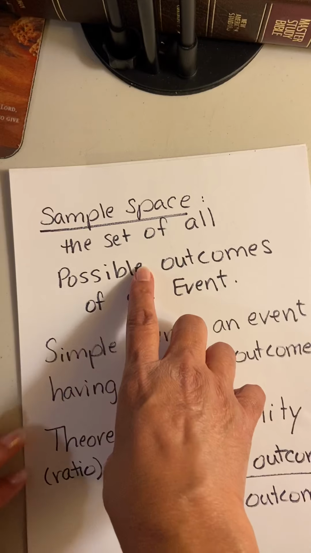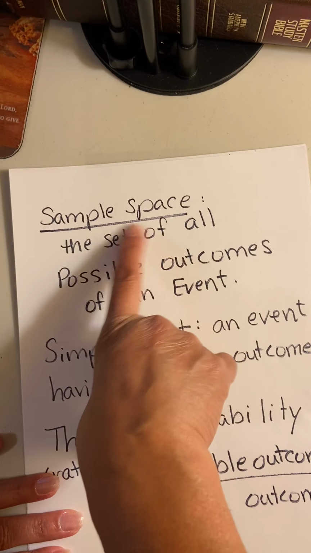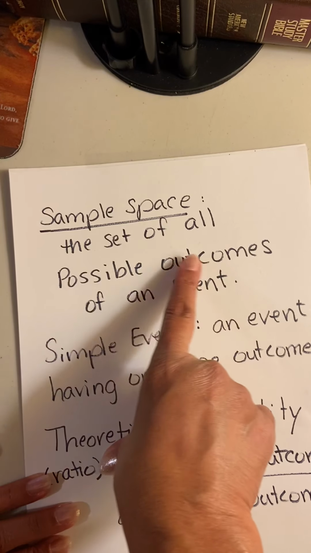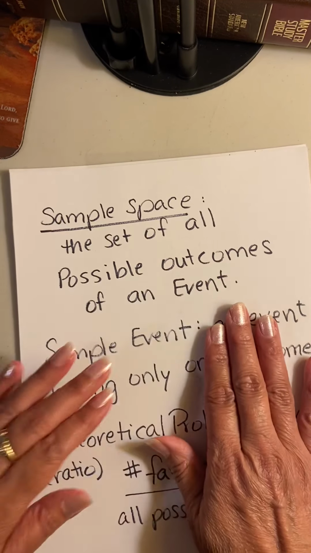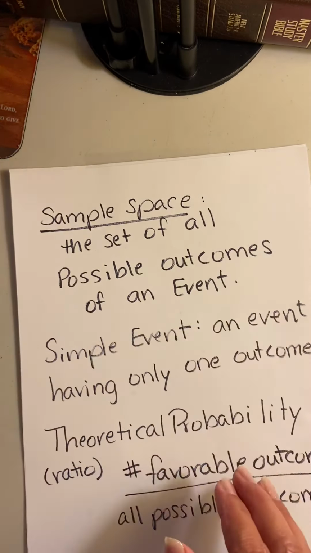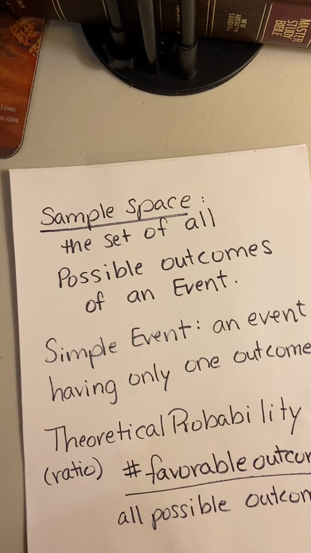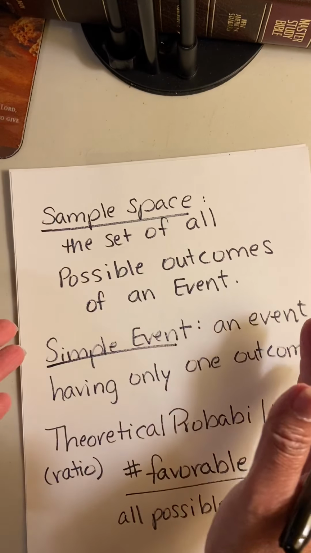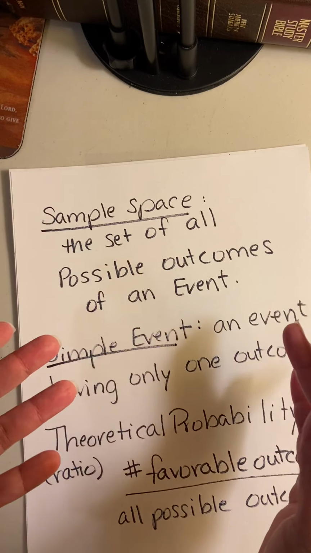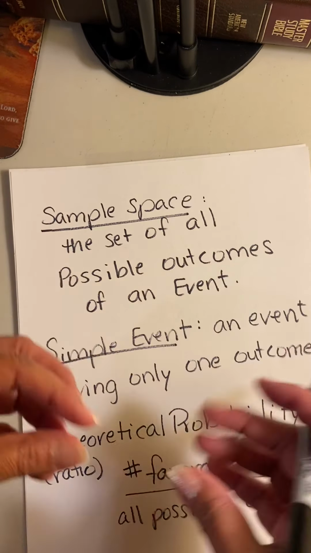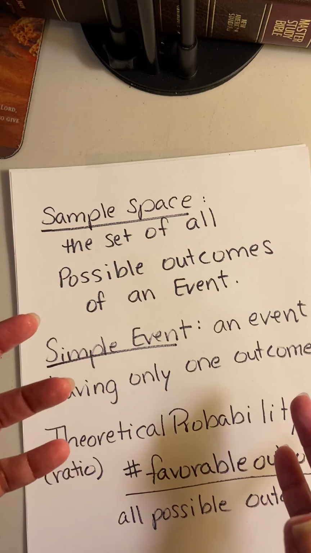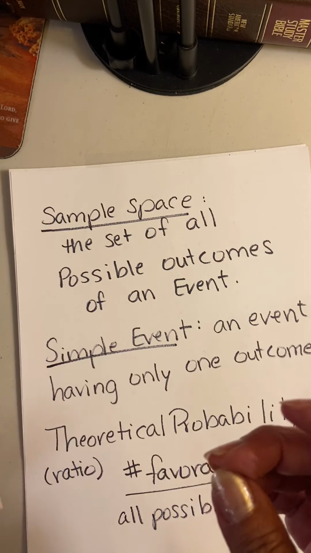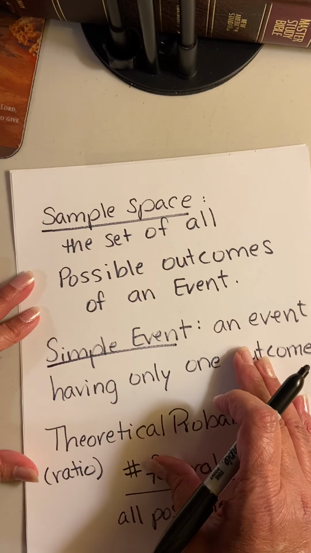The very first one they put on there is called a sample space. The sample space is a set of all possible outcomes of an event. Let's say the event is flipping a coin. The sample space would be heads and tails. Those are the only two outcomes that could possibly come from that. I just wanted to put that word in your head so you understand it.